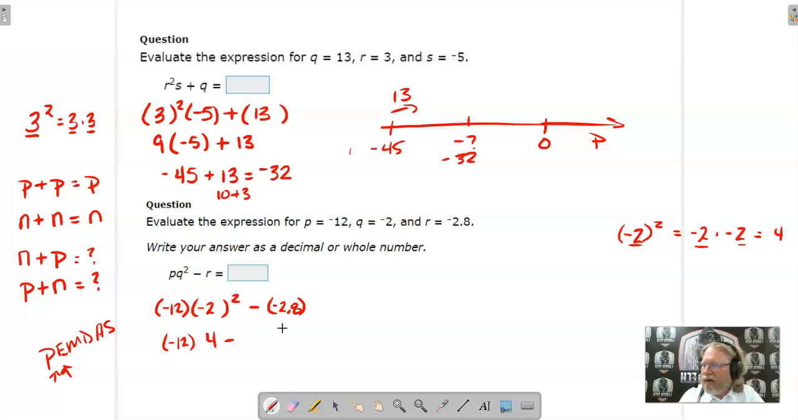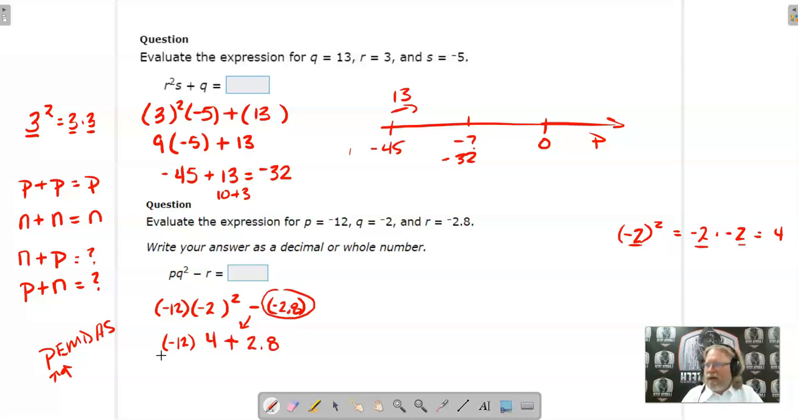And let's bring down our minus 2.8. However, this is a negative 2.8, so I don't want to do minus a minus. I would rather plus a positive. So I'm going to change the subtraction to addition, then take the opposite of this value here, and that's a negative 2.8, so I'm going to now make it a positive 2.8. Let's get rid of the negative sign.